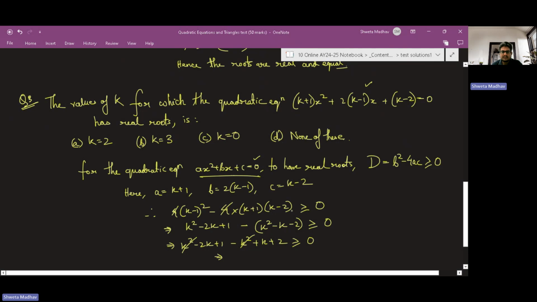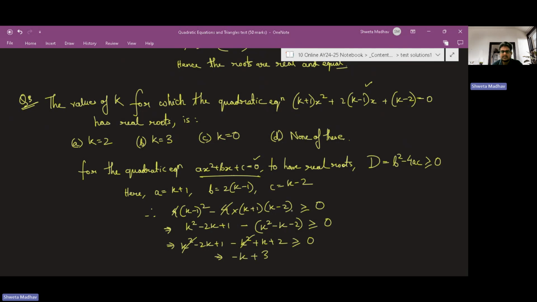Then here you can see minus 2k plus k, that is minus k plus 3, that is greater than or equal to 0. So it means k should be less than or equal to 3. If I take this on the right hand side, k should be less than or equal to 3, then only it will have real roots.